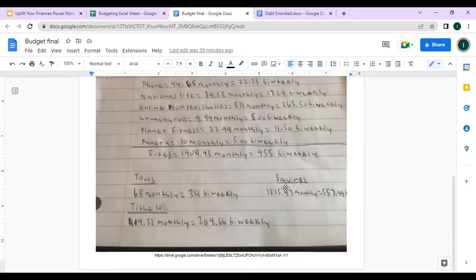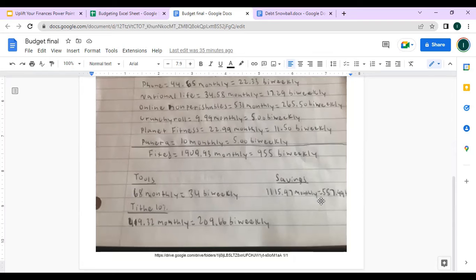And that's going to leave him with a little bit over $1,000 for investing, paying off debt, and saving for an emergency. And this person also has a separate account for education. So he spends $68 a month for education, like Audible, buying books, and stuff like that.